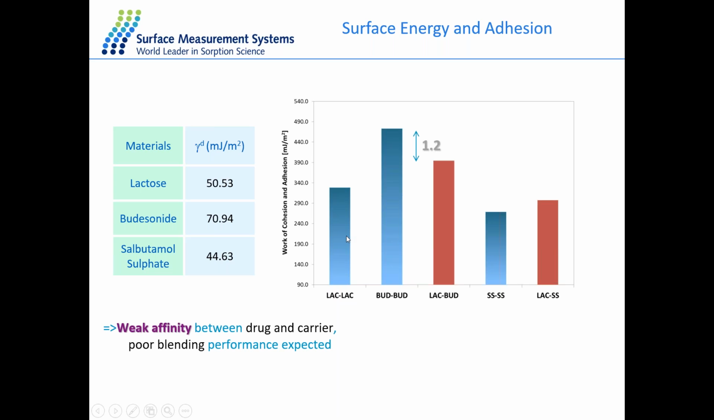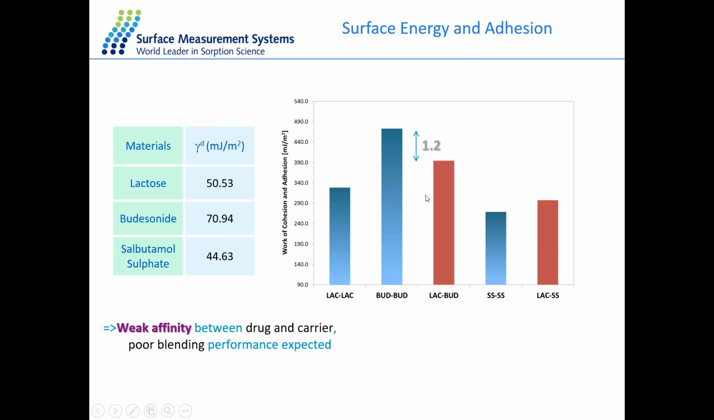What we see here in blue is our lactose-lactose interaction, budesonide interaction, and our salbutamol sulfate interactions. And in red we have our excipient interaction with our drugs. So that's lactose-budesonide and lactose-salbutamol sulfate. Let's look at our budesonide-budesonide compared to our lactose-budesonide. What this is telling us is that it has a higher work of cohesion and is more likely to interact with itself than the lactose.